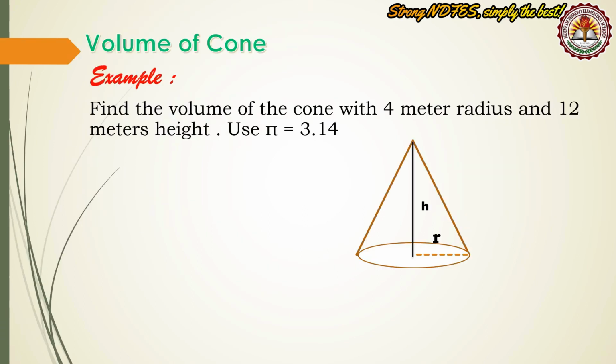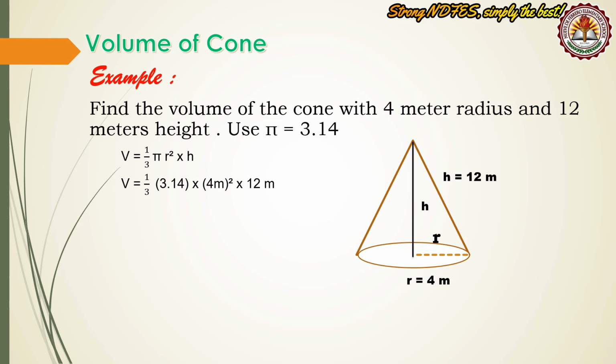Let us do this example of finding the volume of a cone. Find the volume of the cone below with 4 meters radius and 12 meters height. Recall the formula in finding the volume of a cone, which is volume equals 1/3 times pi times radius squared times height. Substitute the formula with the given dimensions. Volume equals 1/3 times 3.14 times 4 meters squared times 12 meters.